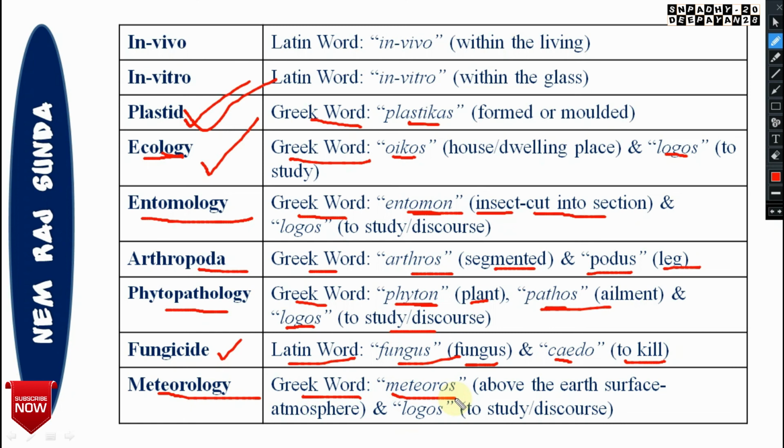I hope you understood these terms, from which word they are derived and what their meaning is. These may come in short questions or MCQs, so try to remember.